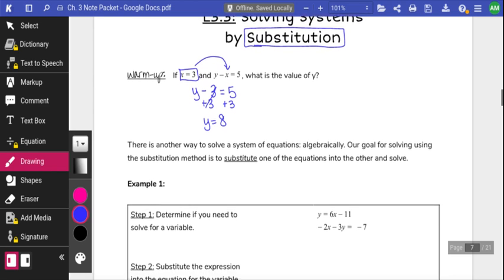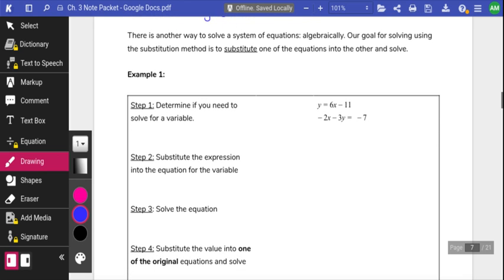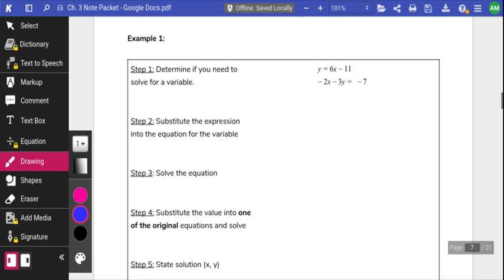So the other day we talked about solving a system graphically. Now we're going to solve one algebraically. And our goal for solving algebraically is we need to substitute one of our equations into the other before we can solve. So let's start with this one as example 1.